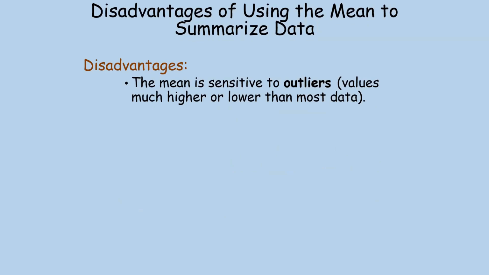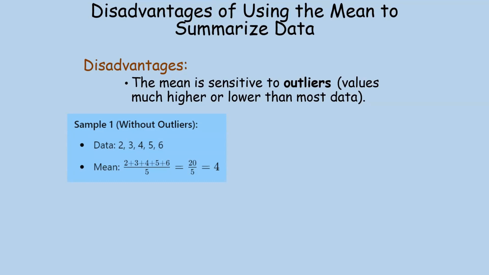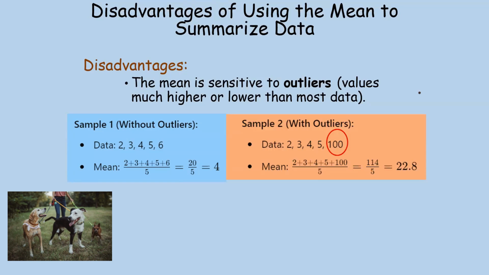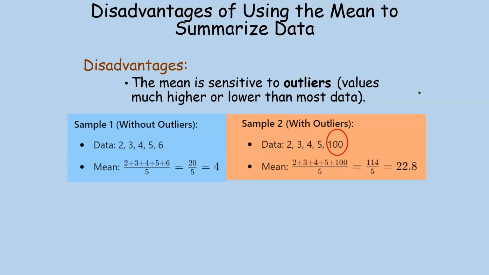Now let's take another example. Imagine we're asking a family how many pets they have. Most answers might be something like 2, 3, 4, 5, or 6 pets. If we add these numbers and divide by the total number of families, we might find the mean is 4. But now, let's say one family says they have 100 pets. That doesn't seem realistic, right? This extreme value, the outlier, completely changes the mean. Instead of 4, the mean might jump up to 22.8, even though most families only have a few pets.